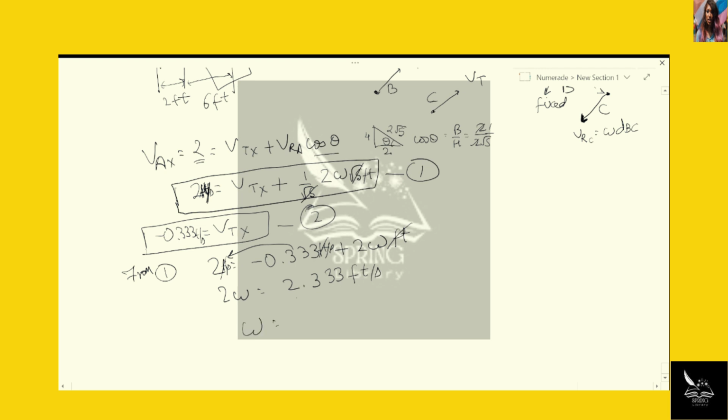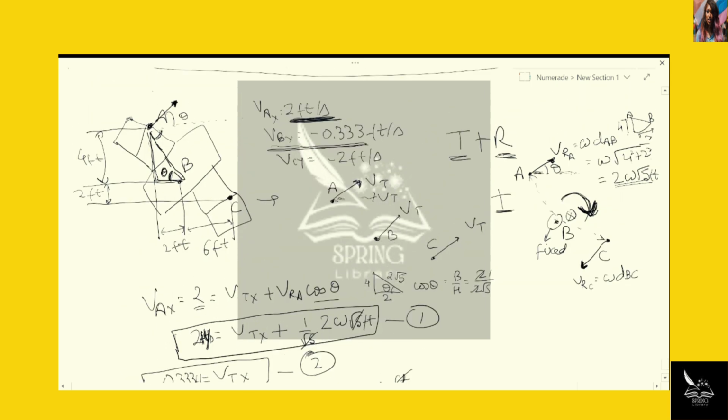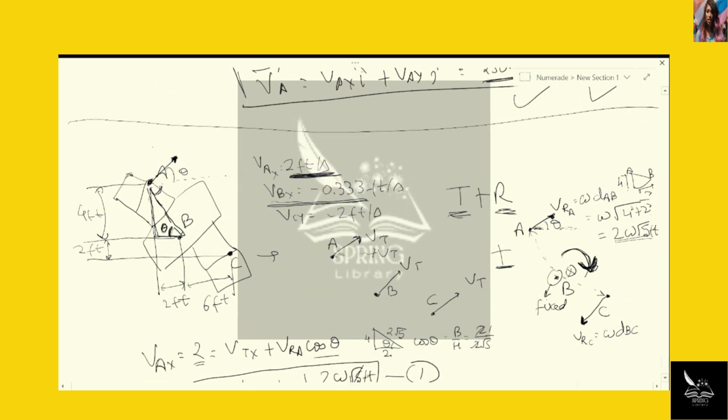So this number is 2 times 1, then 1, 2 ones are 2, 1, 3, then 2, 6, then 1, 3 again. So 1.166, not feet, but radian per second. So this is your answer for omega. And we have figured this out by just equating the known components, taking translation and rotational components, and then equating the known components. So now we know VCY.